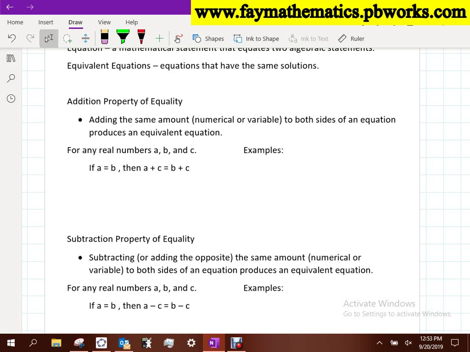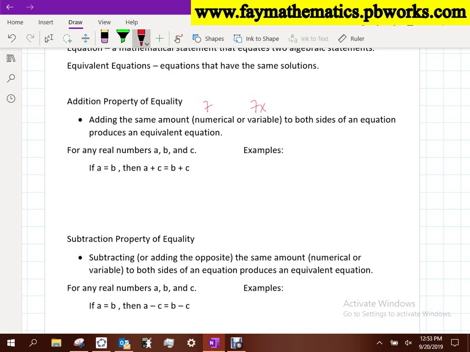All right? So it says adding the same amount, whether it be numerical or variable. Numerical is just adding like 7 to both sides. Variable might be we're adding 7x to both sides. But what does x represent? It could be 1. A real number. So it could be 2, it could be 3, it could be 4, right?